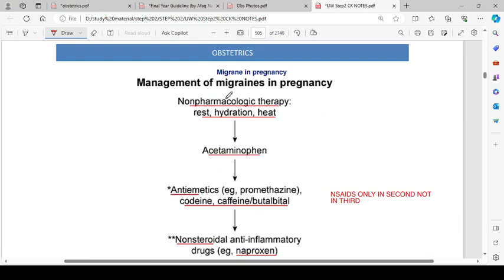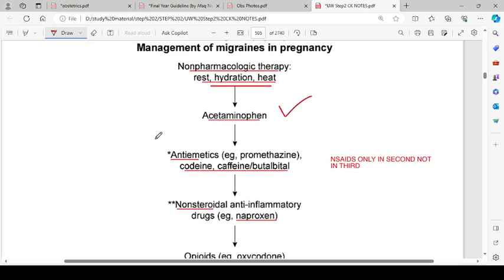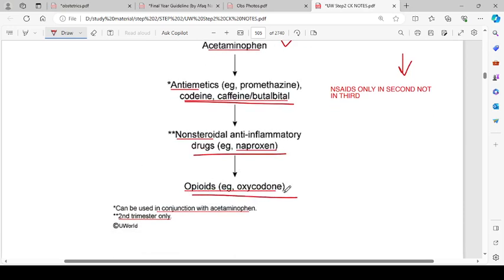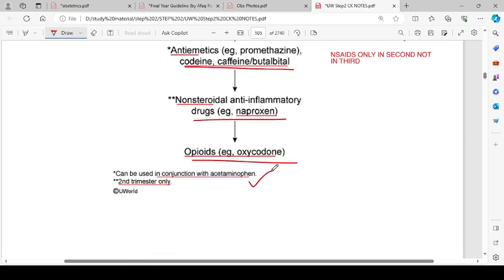Management of migraine in pregnancy. Non-pharmacological therapy is rest, hydration, and heat. Then give acetaminophen, antiemetics, for example promethazine, codeine, caffeine, and butalbital. NSAIDs only in the second trimester, not third. NSAIDs, for example naproxen, and opioids like oxycodone can be used in conjunction with acetaminophen, second trimester only.